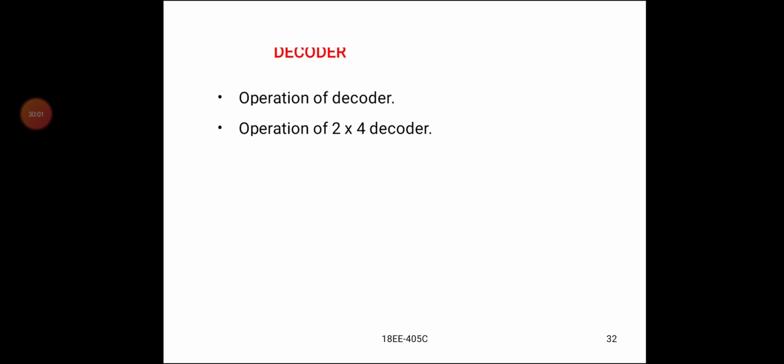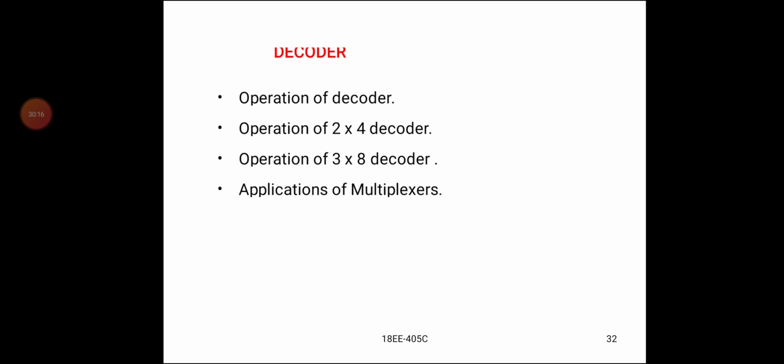Next topic, the decoder. The operation of decoder, operation of 2 to 4 decoder, operation of 3 to 8 decoder, application of multiplexers, application of decoders.